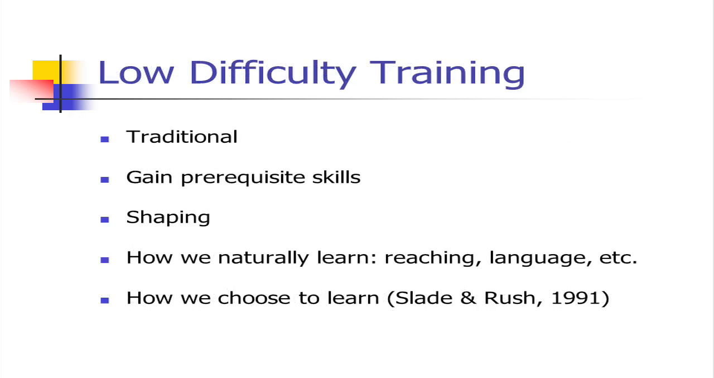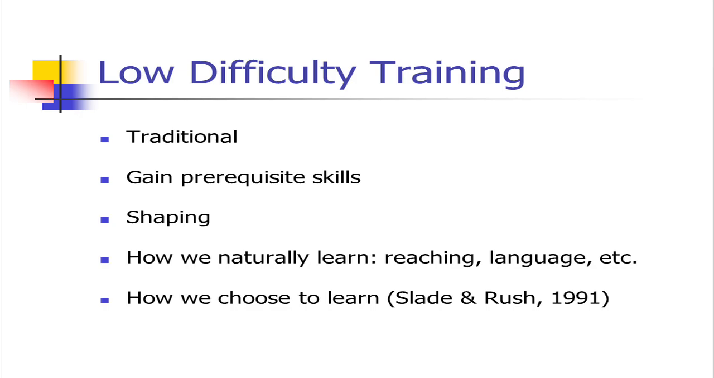Some of the benefits or support for low difficulty training being beneficial is that it's the traditional route, right? Stepping up difficulties is a traditional thing that's done. You may be gaining prerequisite skills, so by doing the easier thing, you may get skills that are then useful in the next step. This is how shaping works in behaviorism, right? You're going to gradually move their behavior to what you want it to be. It's that kind of gradual idea again. It's how we naturally learn. Our reaching and our language kind of move up in steps like this. This is also how we choose to learn.